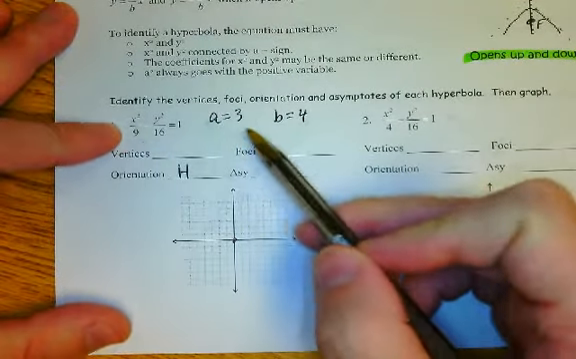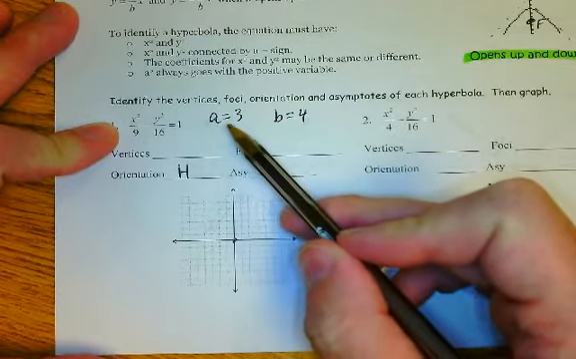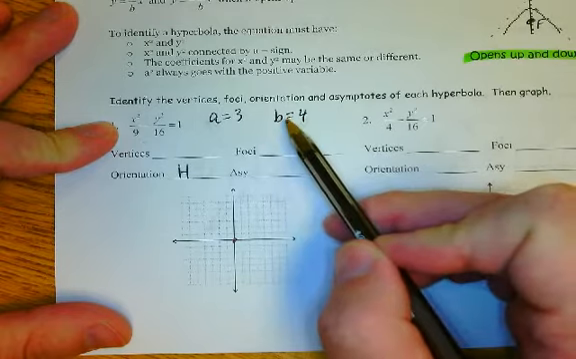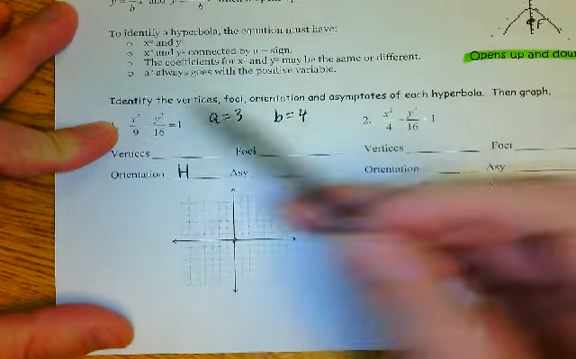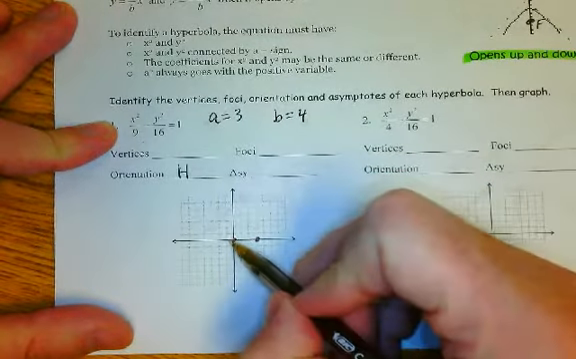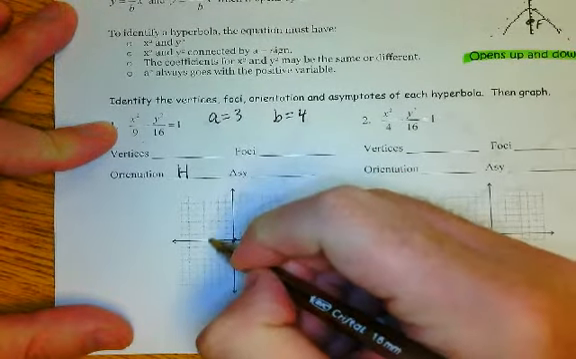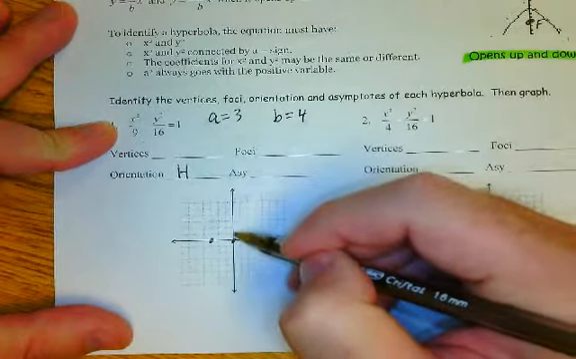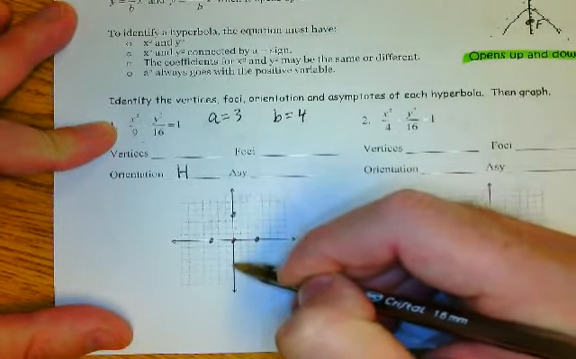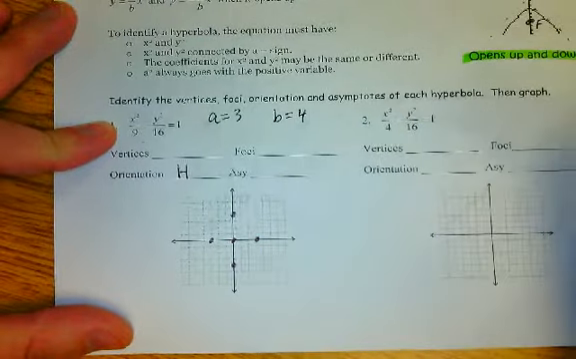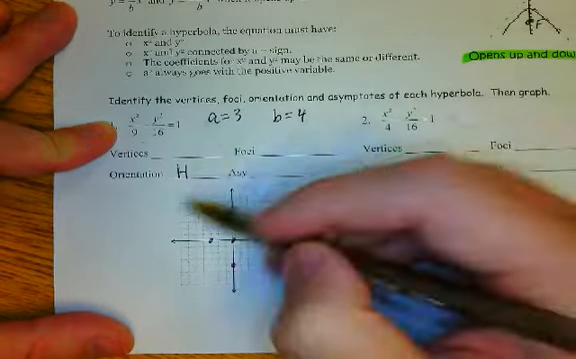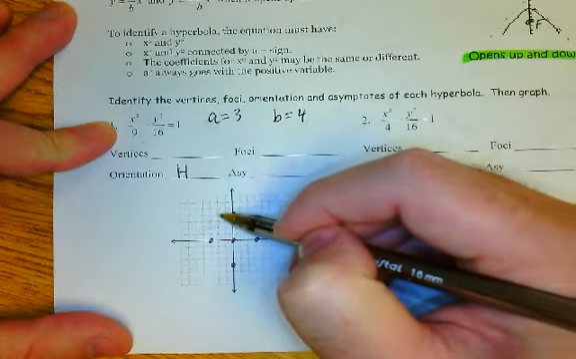And what I'm going to do is the same thing, pretend it's an ellipse. I'm going to graph 3 to the right and left horizontally. I'm going to graph 4 up and down from the center vertically. So from here, 1, 2, 3, put a dot. Over here, 1, 2, 3, put a dot. And then vertically, 1, 2, 3, 4, put a dot. Vertically, 1, 2, 3, 4, down, put a dot. And if this was an ellipse, we would connect those dots to make that ellipse.